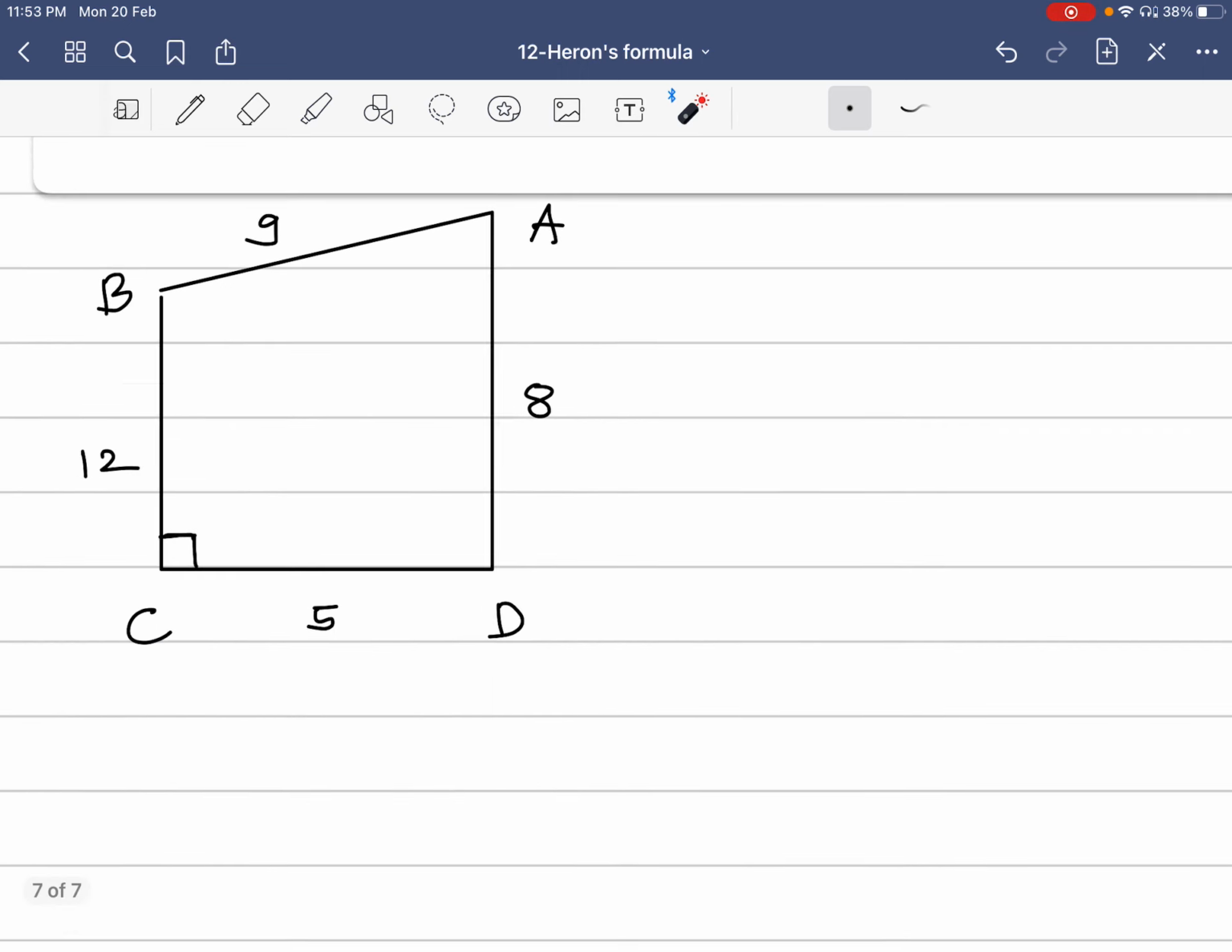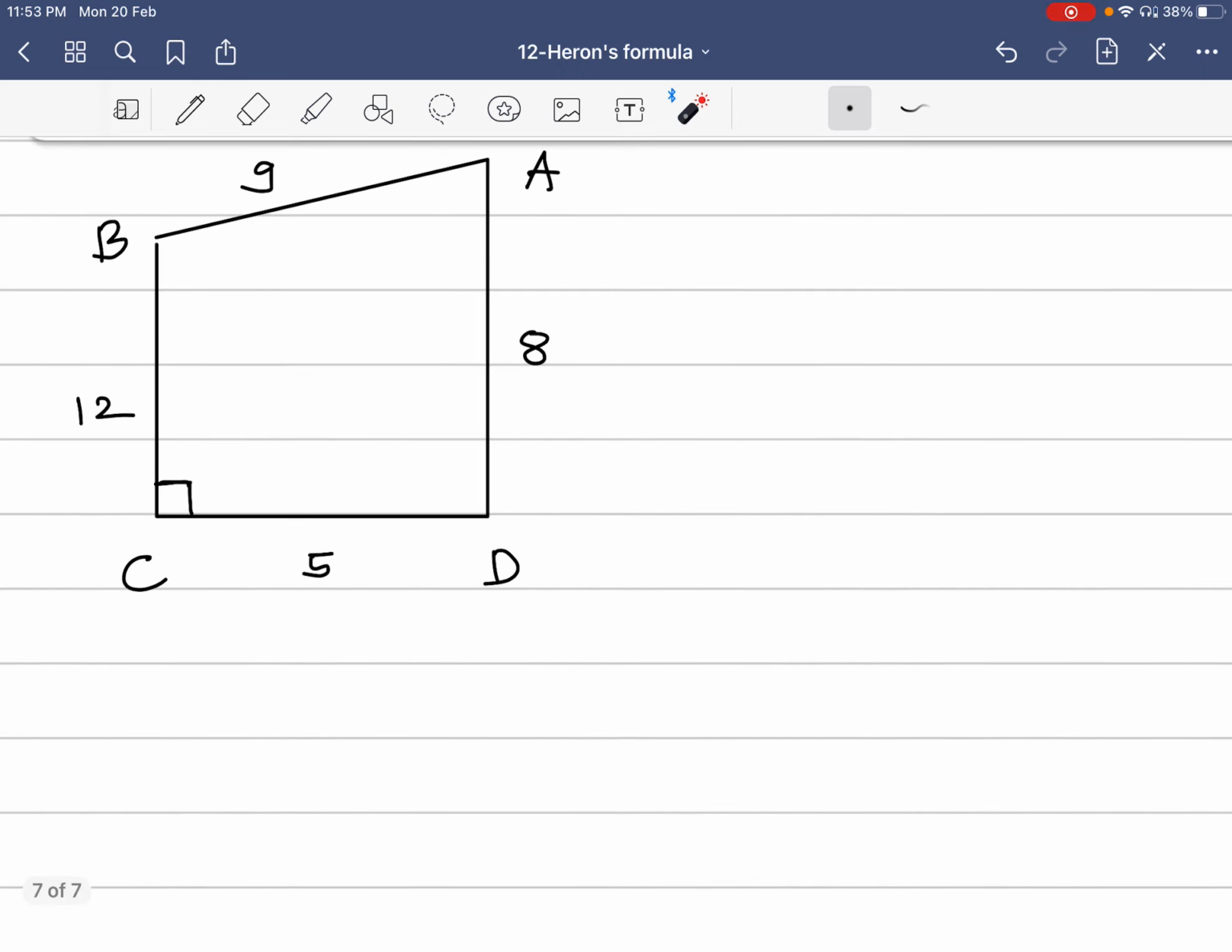So we are going to apply Heron's formula to this quadrilateral to find the area. Now we all know in order to apply Heron's formula, we need to first have a triangle with all three sides' lengths known to us. So let's construct the diagonal BD. By constructing this diagonal BD, we can see we have two triangles here. We can find the area of each triangle, add it up, and that will give us the area of the entire quadrilateral.